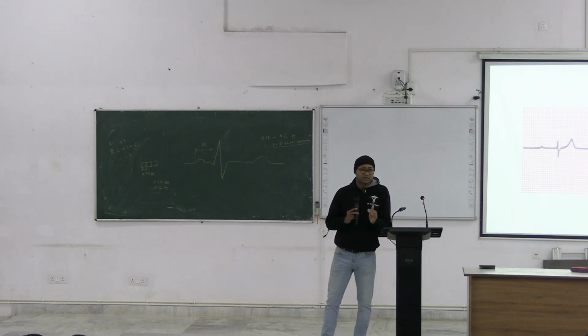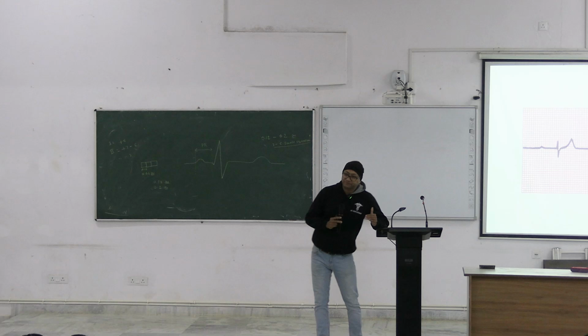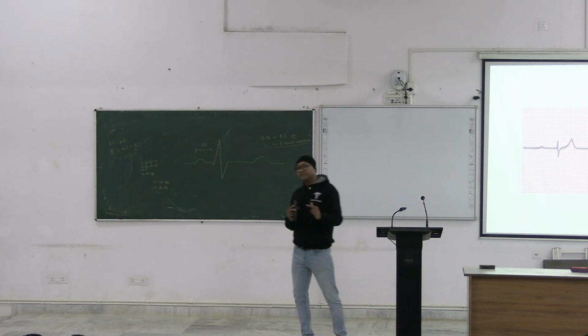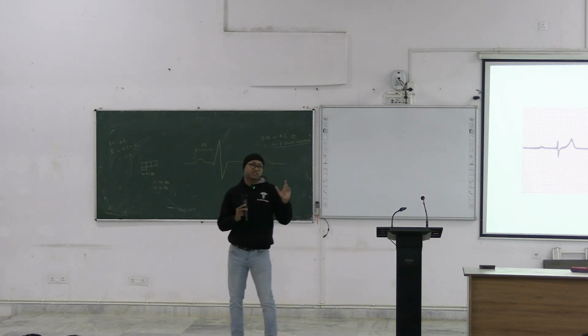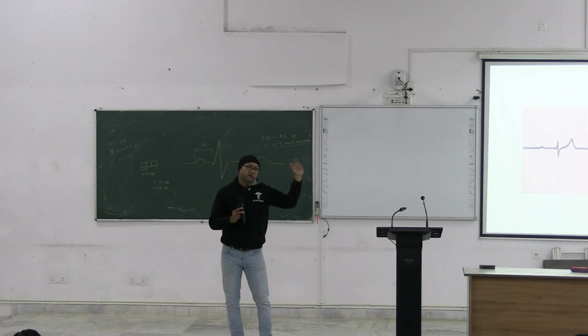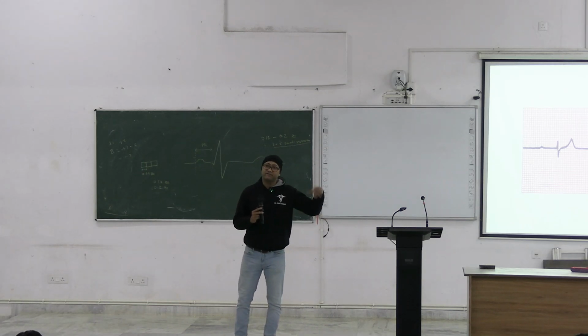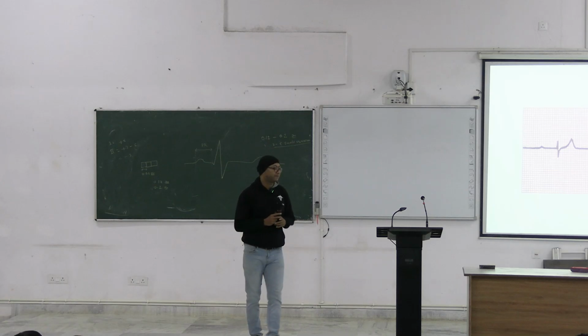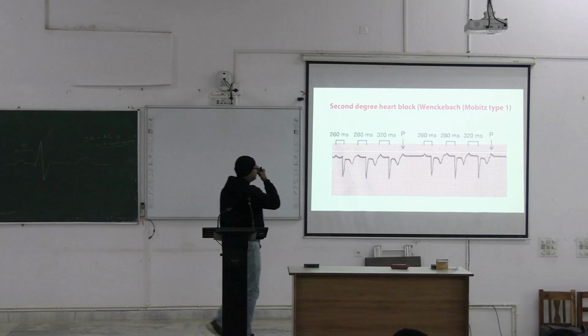Don't just say it is heart block, say it is first degree heart block. To identify first degree heart block, you need to calculate just the PR interval and check all the complexes, whether this increased PR interval is the same for all the complexes. So it is first degree heart block.